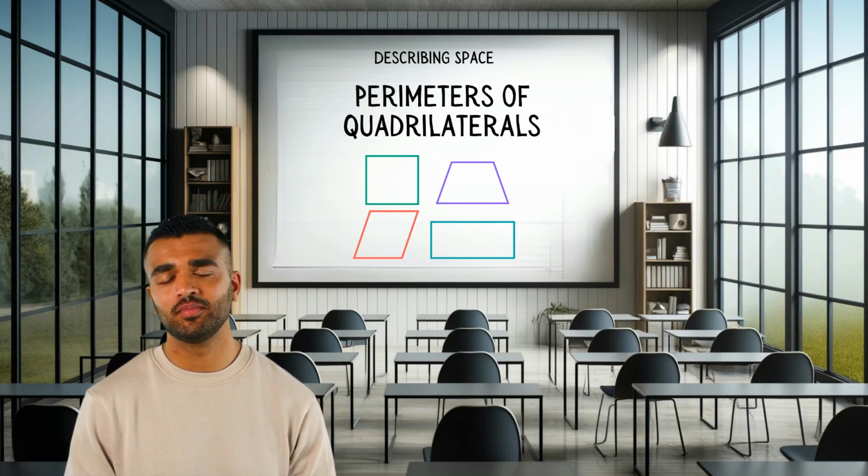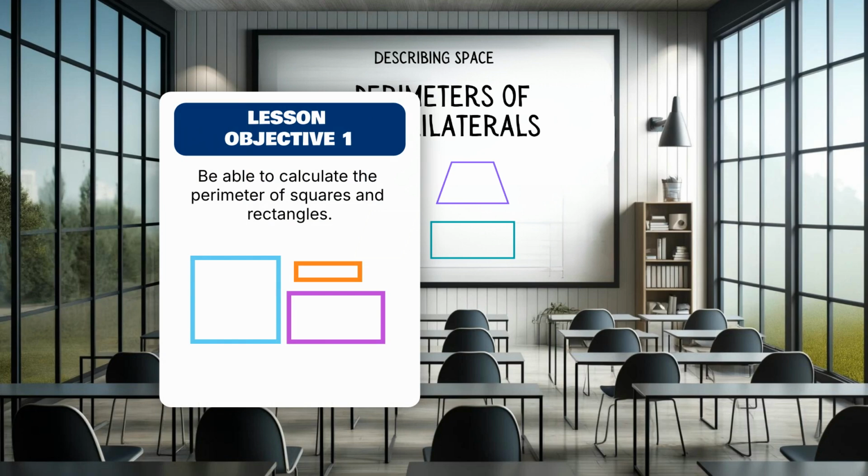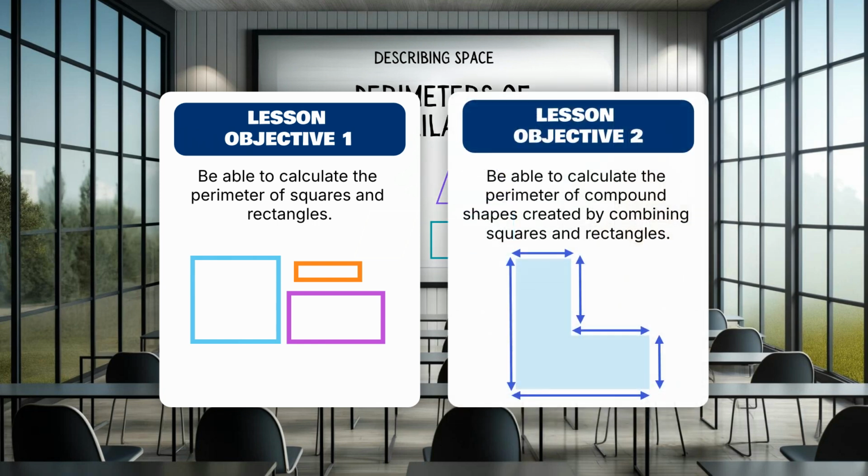In this lesson, we'll begin by discussing how to calculate the perimeter of squares and rectangles. Next, we will learn how to find the perimeter of shapes created by combining multiple squares and rectangles.